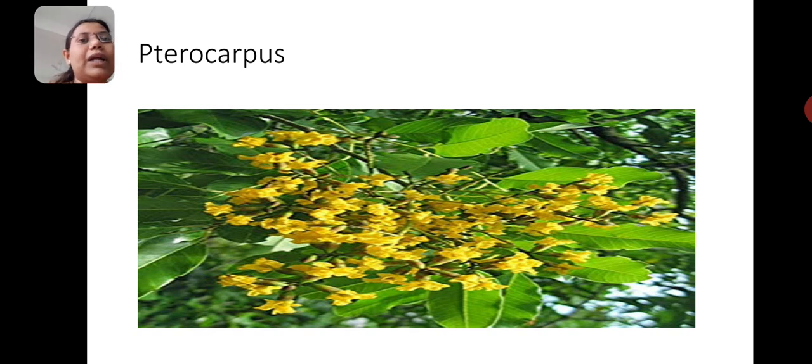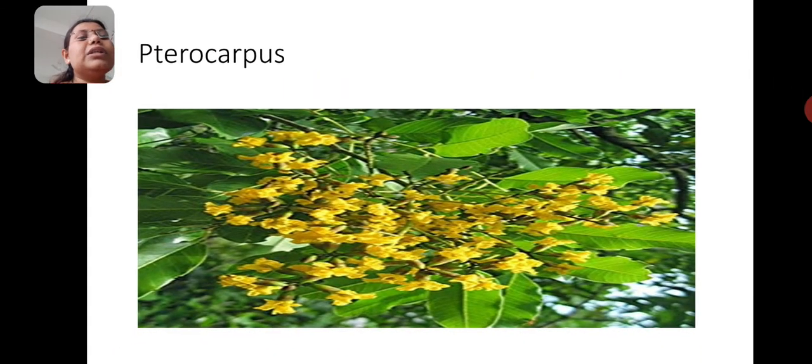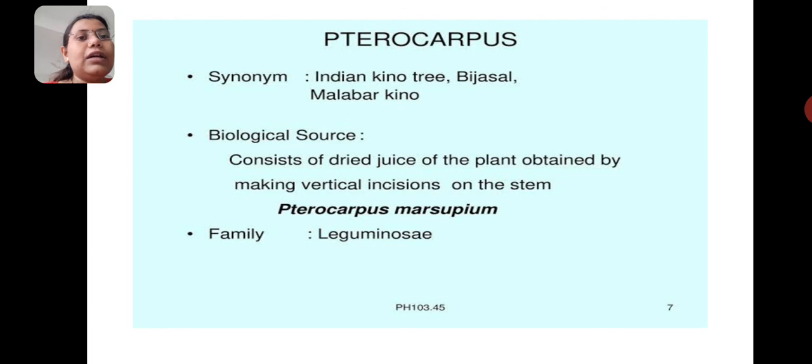Then next plant is Pterocarpus plant. This plant is also known as Rakta Chandan because the wood of the plant is red in color. The wood inside, we saw, shows red color. So this plant is also known as Rakta Chandan in our Marathi or Sanskrit language.